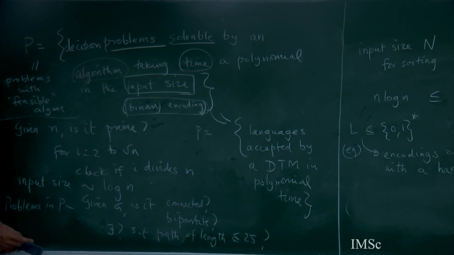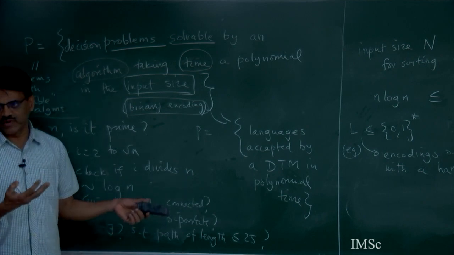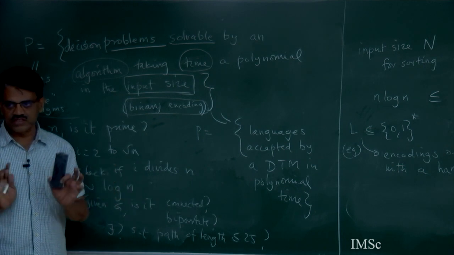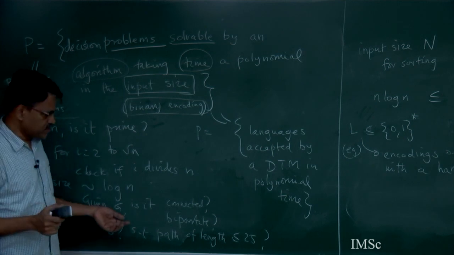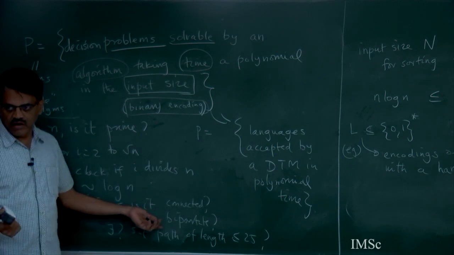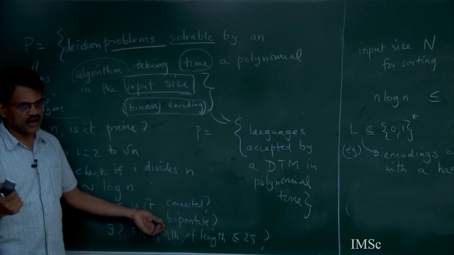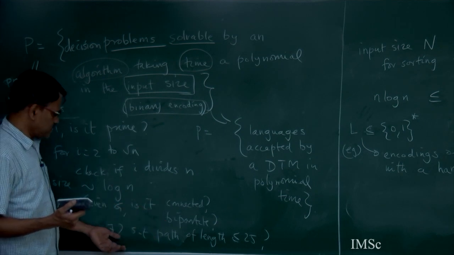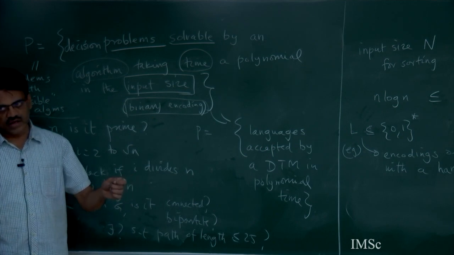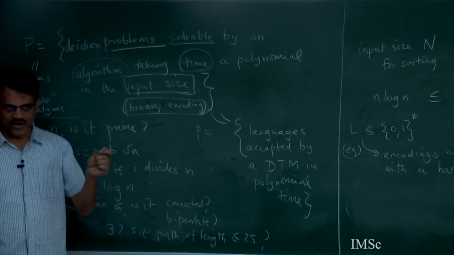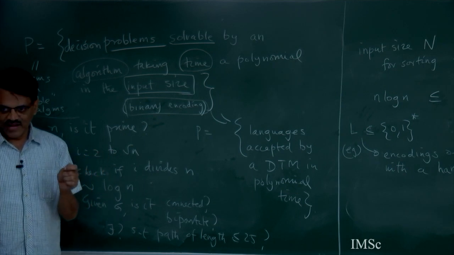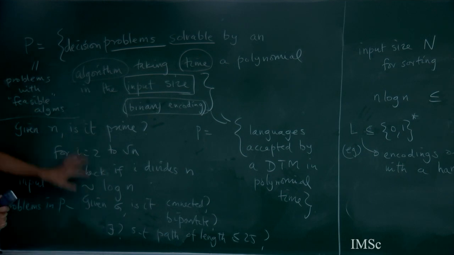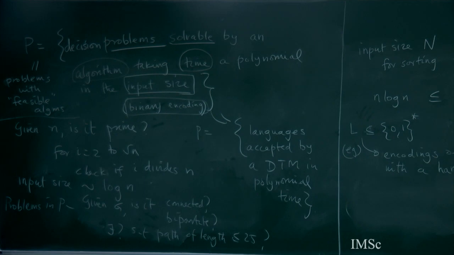But if I change the problem, bipartite is the same as two colorable, right. Can you color the vertices with two colors such that every endpoint of every edge gets different colors? If I change it to is it three colorable, we do not have an efficient algorithm yet. If I change this to, is there a path of length at least 25 from S to T, we do not have an efficient algorithm. We do not have an efficient algorithm so far to say that you can put it in the class P. Okay.